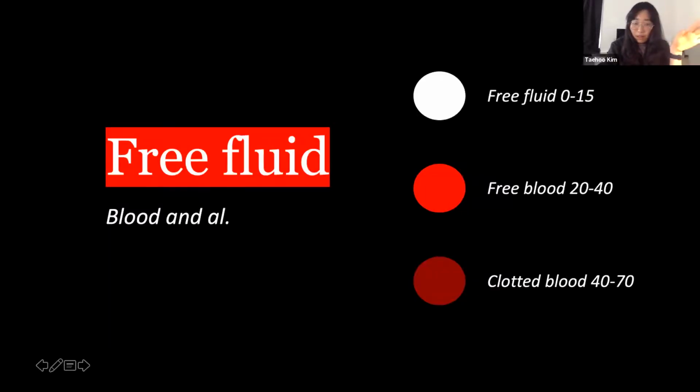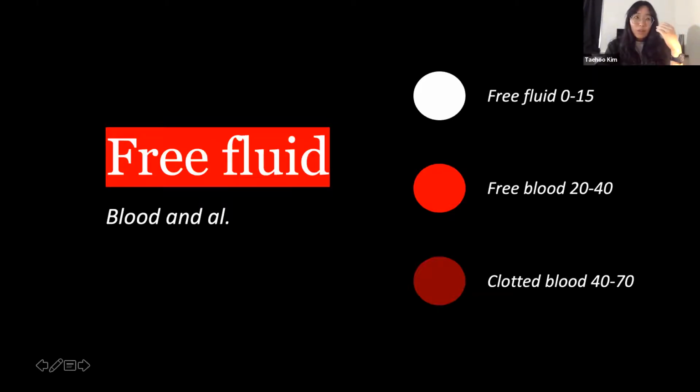So that was my brief review on pneumoperitoneum. Now I'm going to move on to free fluid. So free fluid, most of the time we think of blood. If it's fresh blood, the Hounsfield unit will be 20 to 40. And if it's clotted, the density will be higher. So that means normal ascites, like no blood, will be light gray on CT. Free blood will be a bit denser, so darker.